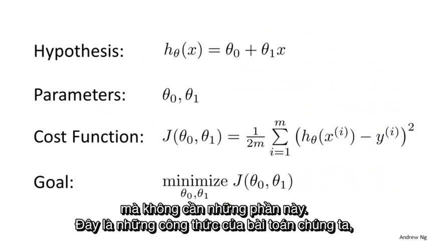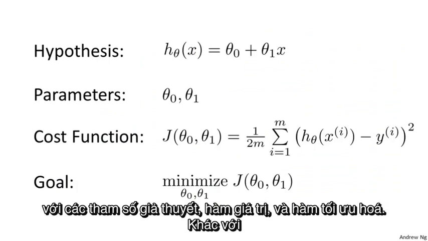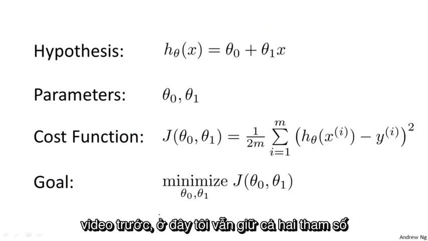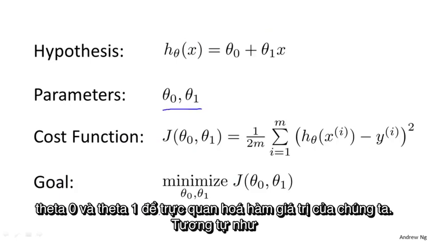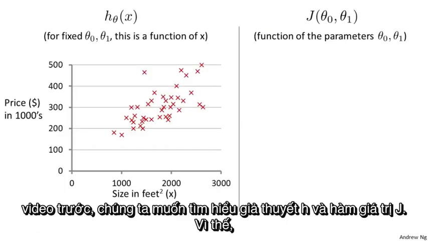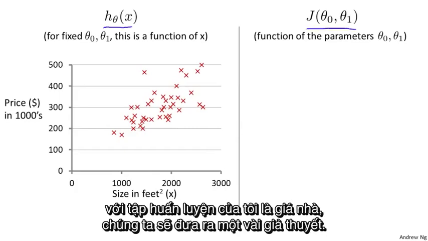Here's our problem formulation as usual, with the hypothesis, parameters, cost function, and our optimization objective. Unlike the last video, I'm going to keep both of my parameters theta 0 and theta 1 as we generate our visualizations for the cost function. So, same as last time, we want to understand the hypothesis h and the cost function J.